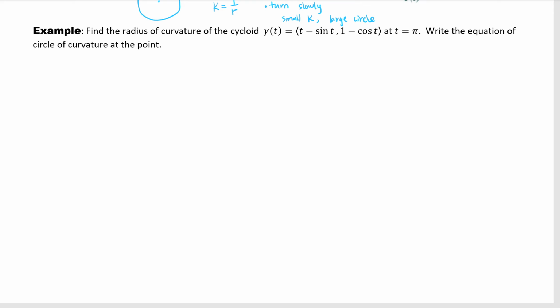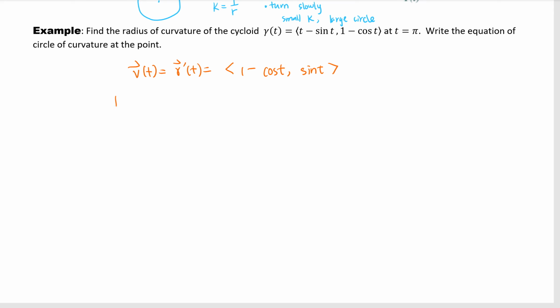Let's find the velocity. Velocity is the derivative of the displacement. Derivative of t is 1. Derivative of sine t is cosine t. Derivative of 1 is 0. Derivative of cosine t is negative sine t, so negative becomes positive sine t.